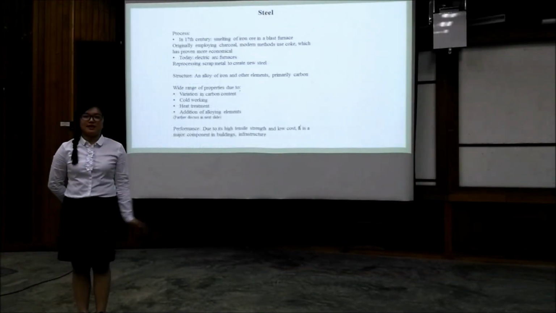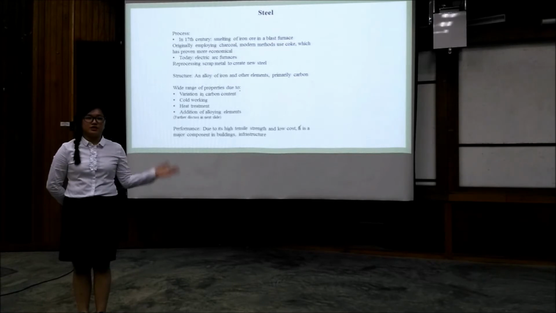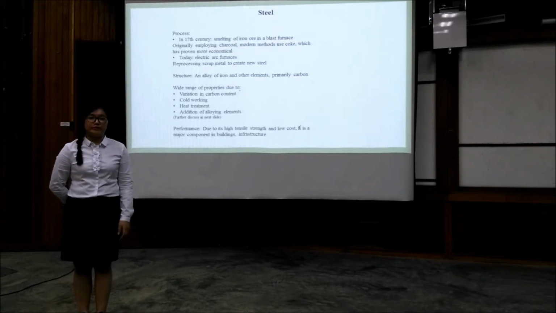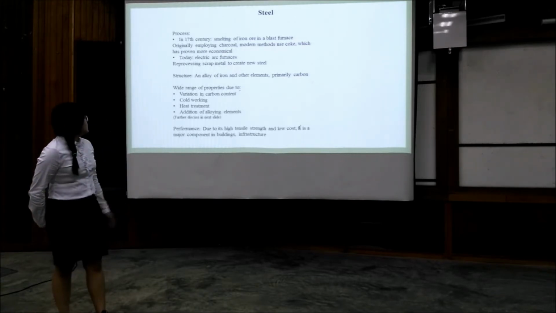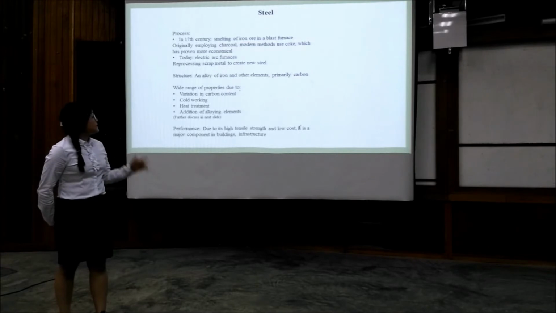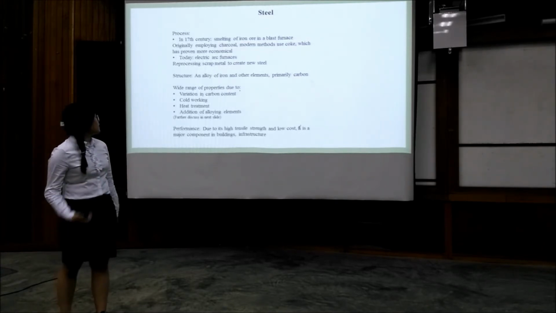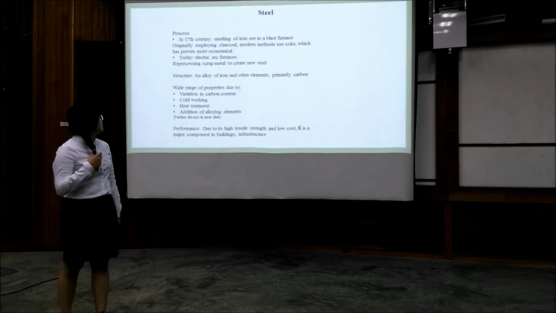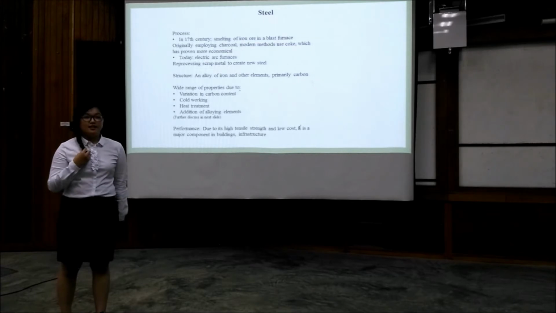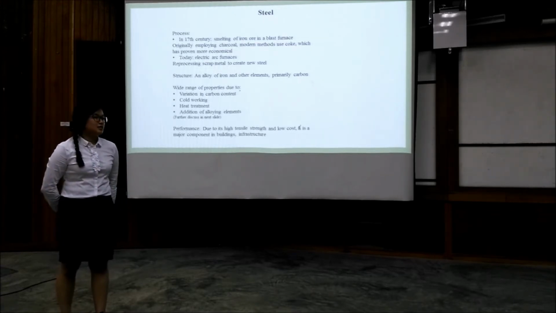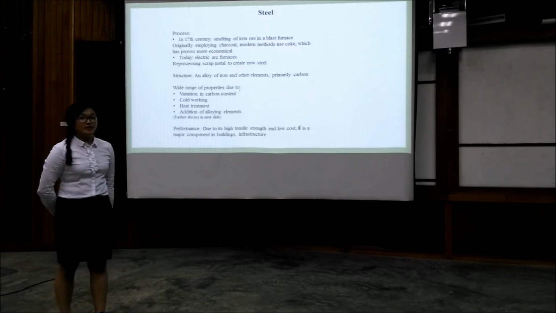I am Qing. I'm here today to introduce the new steel, which is an alloy of iron and other elements, primarily carbon. Back in the old days, steel was produced by smelting iron ore in a blast furnace, originally employing charcoal, while now we are using coke. And today, we are using electric arc furnaces by reprocessing scrap metals to create new steel.